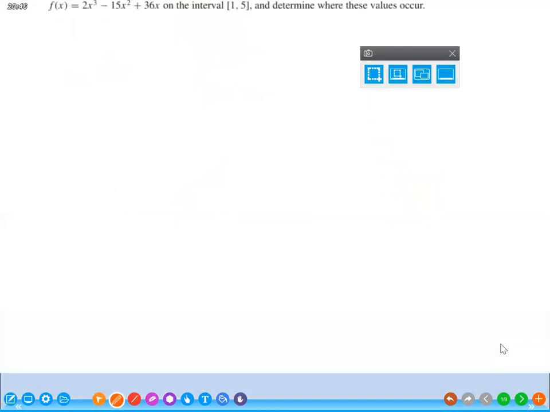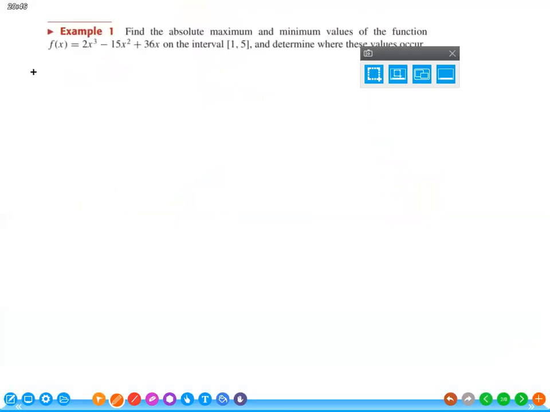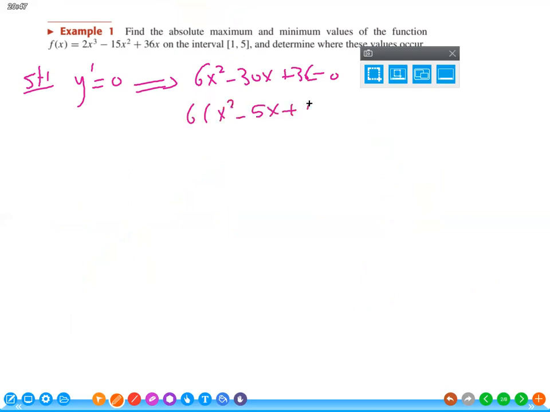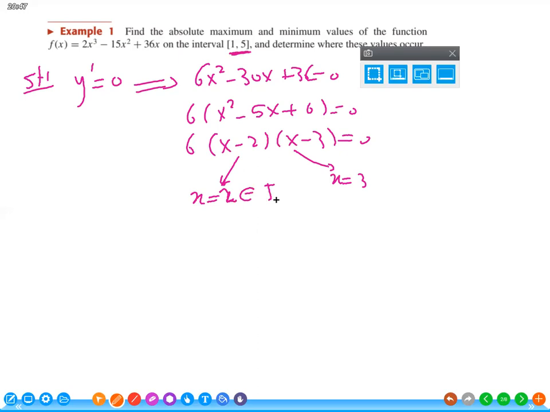Let me start the first example. Step 1, you need to find the first derivative equal to 0. The derivative here: 6x squared minus 30x plus 36 equals 0. Take 6 as a common factor: x squared minus 5x plus 6 equals 0. Factoring, (x minus 2)(x minus 3) equals 0. So x equals 2 and x equals 3. And check if it is included inside the interval. Yes, x equals 2 and x equals 3 belong to the interval. If not, don't take it.